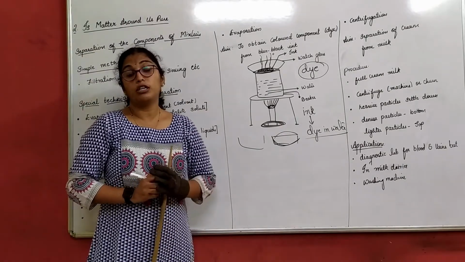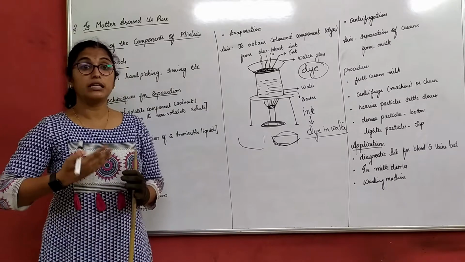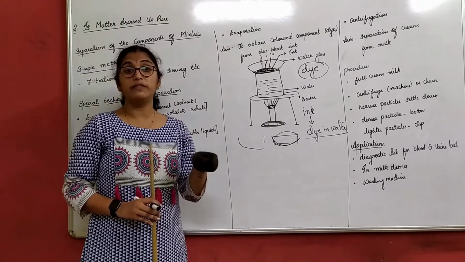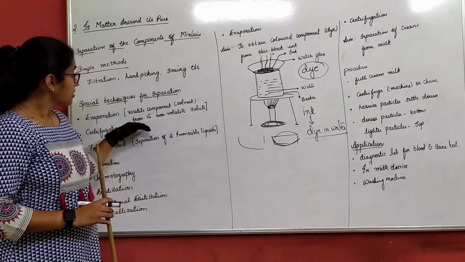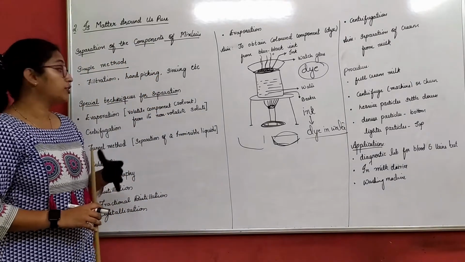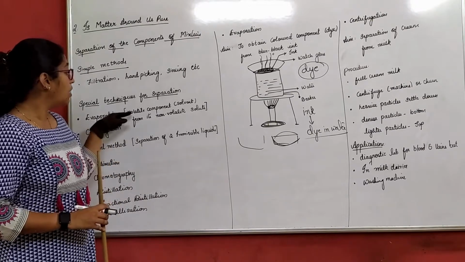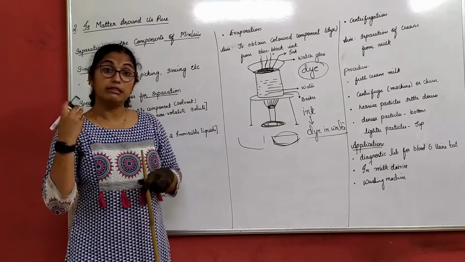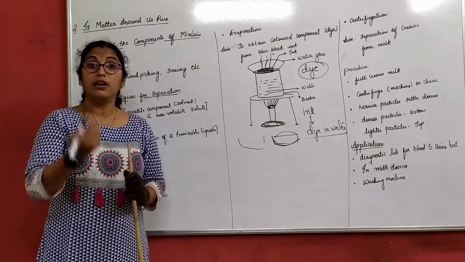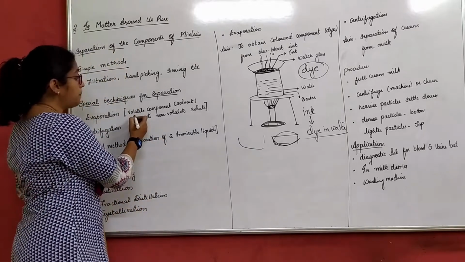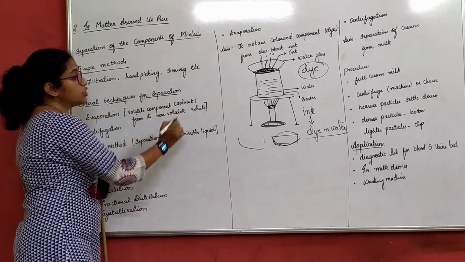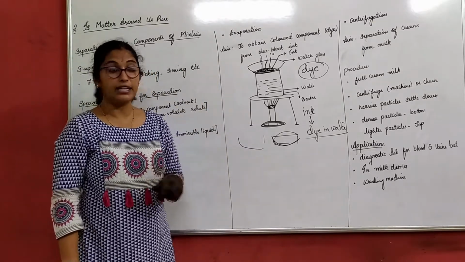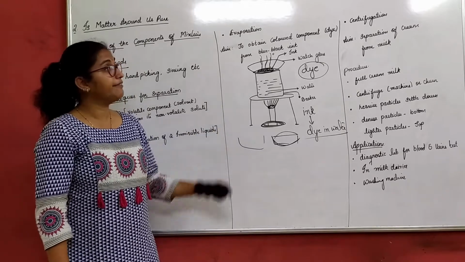Sometimes they do not ask you to give the procedure or explain the process of evaporation. No. The question will be: give an experiment or an activity to show how a volatile component is separated from its non-volatile solute. This is the way the question will be asked. We have to know that the method of separating a volatile component from its non-volatile solute is nothing but the evaporation method, right? So this was the first experiment, evaporation.